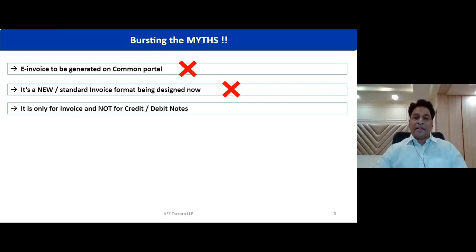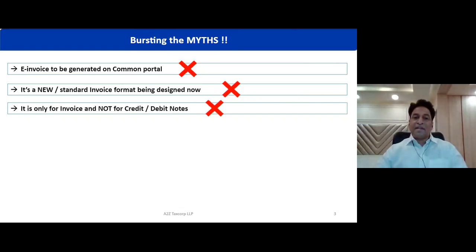Going forward, the myth is that this is applicable only for invoices, tax invoices, but not applicable for debit note and credit note. For clarity, I'm going to discuss today that this is applicable even for debit notes and credit notes for all B2B supplies. So again, this is a myth which is going away.